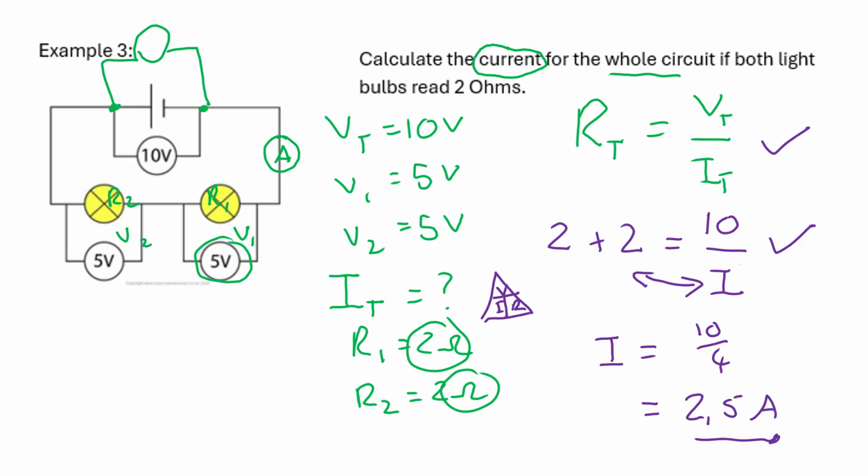Okay, this would maybe be for 4 marks like this in grade 9. Grade 10, it would only be for 3. Okay, so that's a really basic one where we're working with R is equal to V over I.